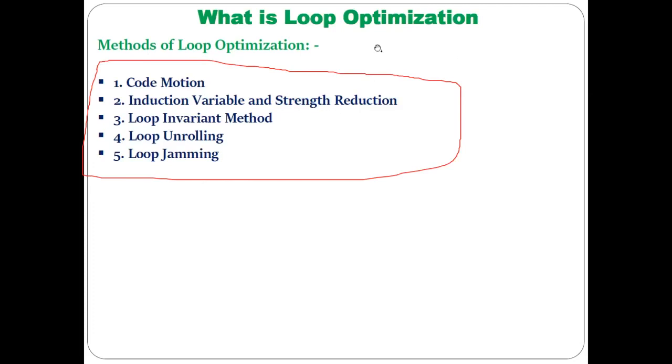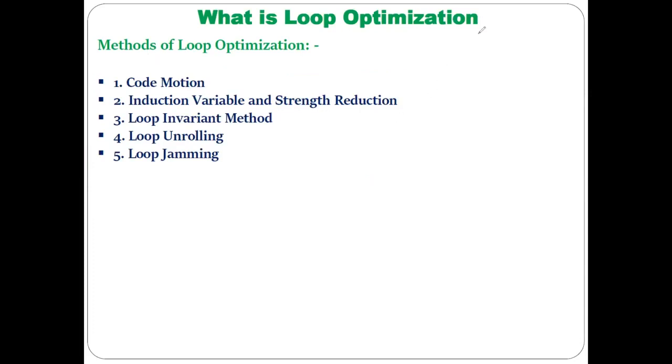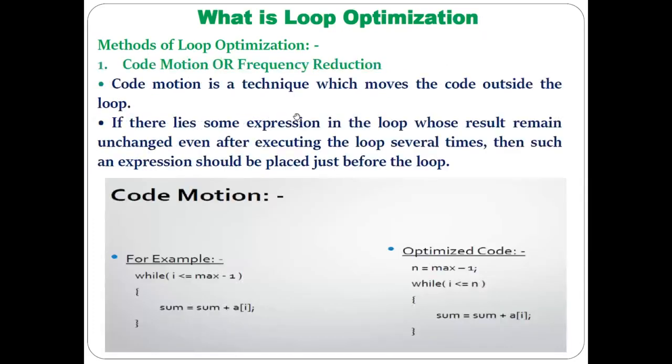Okay, so let's see these techniques one by one, and understand how we can achieve code optimization through loop optimization. As you see, the first technique we have is code motion, or frequency reduction. So what exactly is this technique? Here I read, then we apply it to the example.